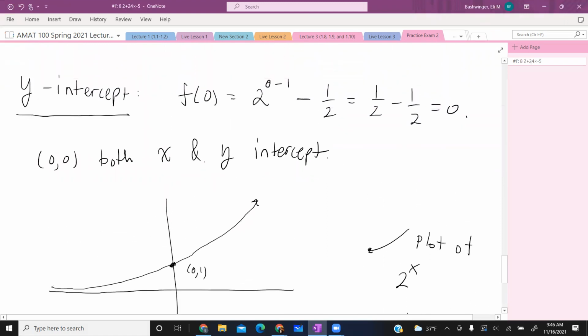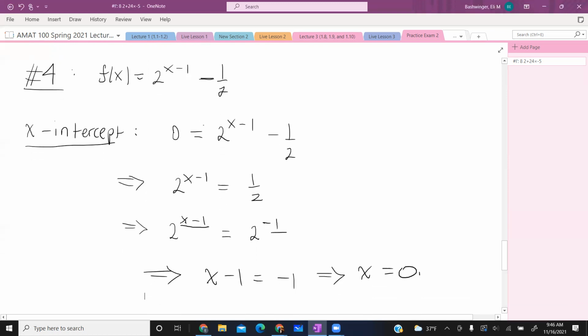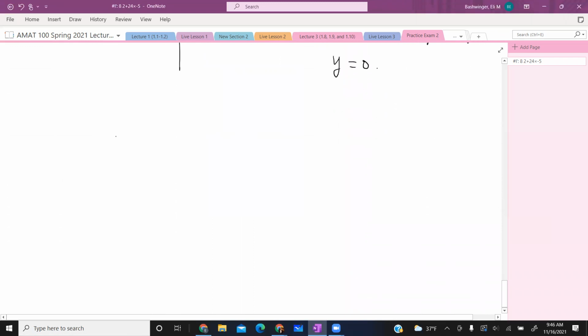Now, our function is just going to be a transformation of the exponential function 2 to the x. So we have the -1 here, which corresponds to a horizontal shift to the right 1 unit, because we're subtracting 1 from x and then raising 2 to that power. And then the 1/2 on the outside, when we subtract 1/2, that corresponds to a vertical shift downward 1/2 unit.